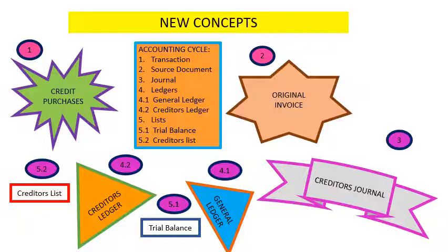First of all, our transaction, step 1, will be that we are buying on credit. We can buy anything on credit: trading inventory, stationery. You can have repairs done on credit. The owner can buy something for his own use on credit. So any credit purchase is our transaction. Step 2 is the document. The document for credit purchases is the original invoice.